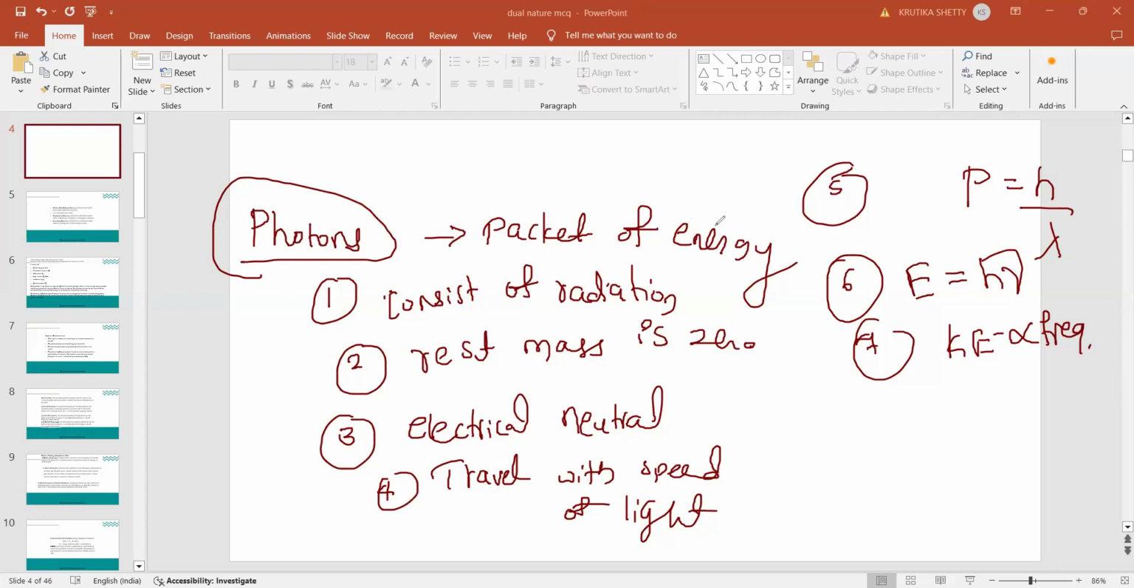So please copy down these points regarding the photons. Sometimes in objective type questions, you may get this. Photons are small packets of energy. They consist of radiations. The rest mass of the photon is zero. These are electrically neutral. They travel with the speed of light. The momentum of the photon is given by P is equal to h upon lambda, and its energy is given by E is equal to h nu. And the kinetic energy is directly proportional to the frequency for the photons. Copy down these points.